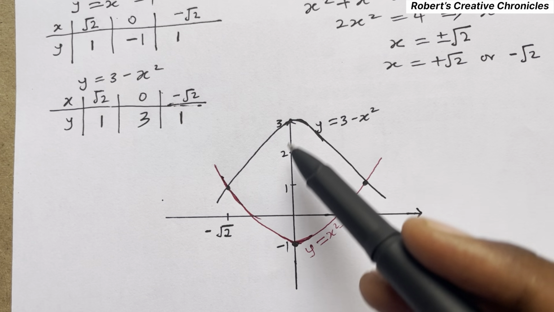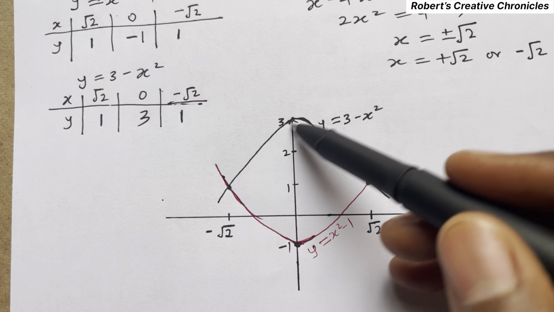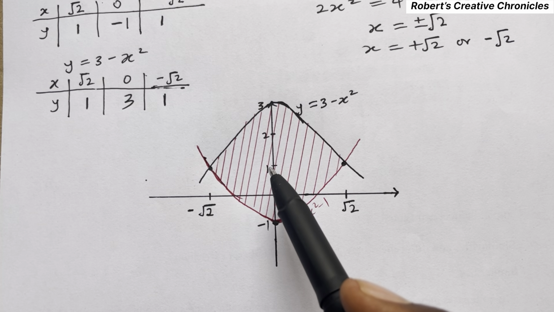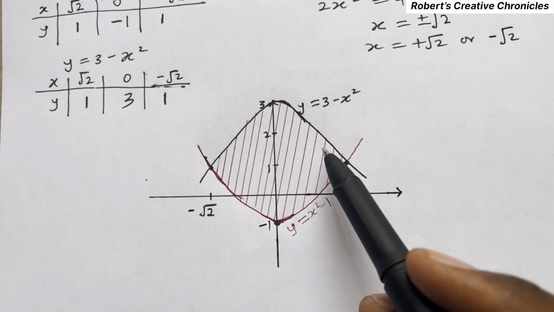So to find the area of the region between the graph of this and the graph of this, which is this area, this is the region we are going to find, the region shaded in red.